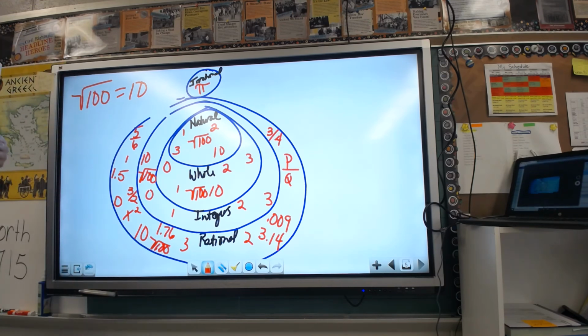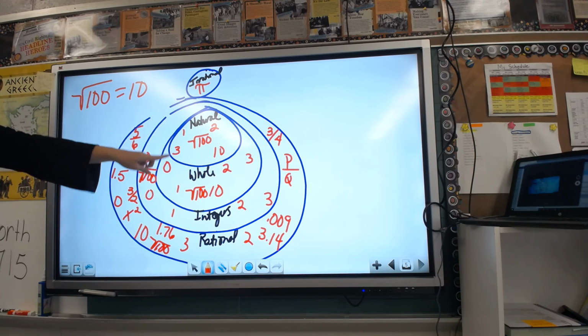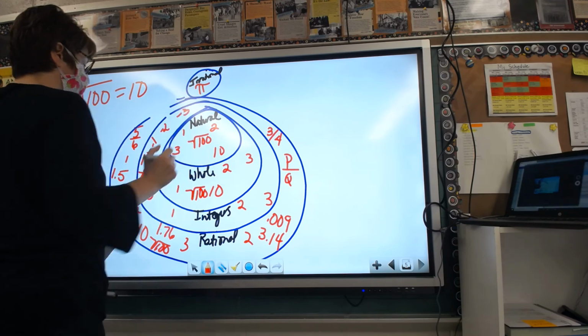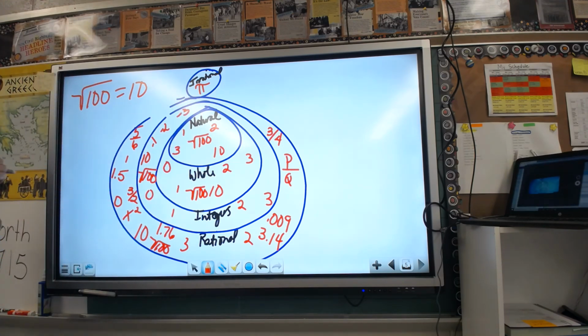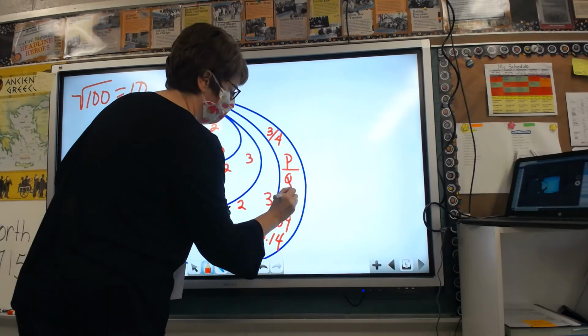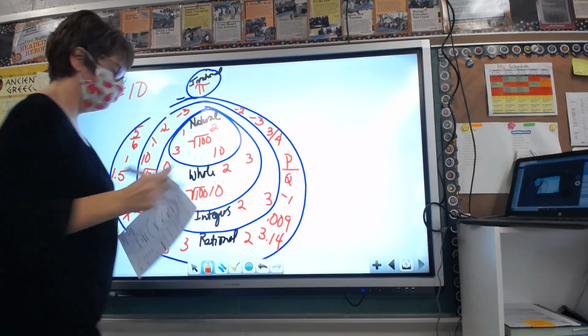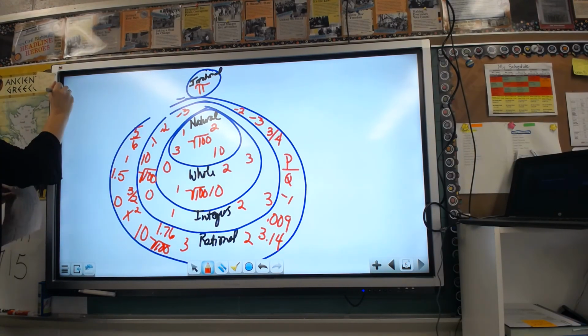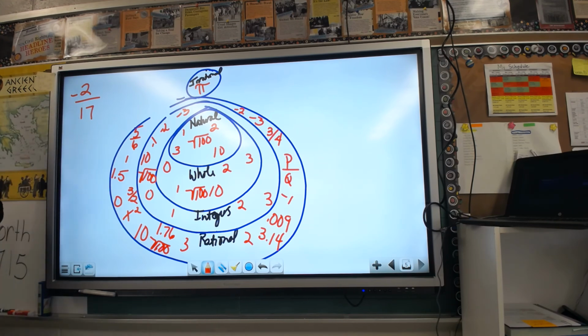Okay, let's lump them together. -1, -2, -3. Where do they jump in? Integers. They jump in at integers, so squeeze them in there. If it's an integer, it's also rational. Where am I going to put them? -1, -2, -3. Okay, last one. -2/17. Where does that one go? Integral. I mean ratio. Rational, right? Why is that rational? It's a fraction. It's a fraction.